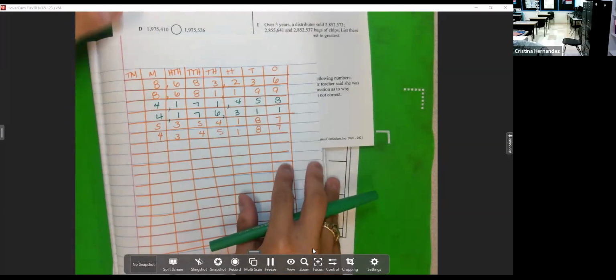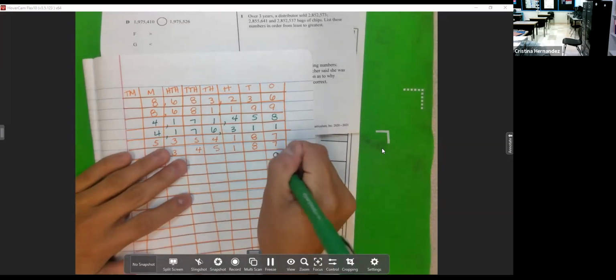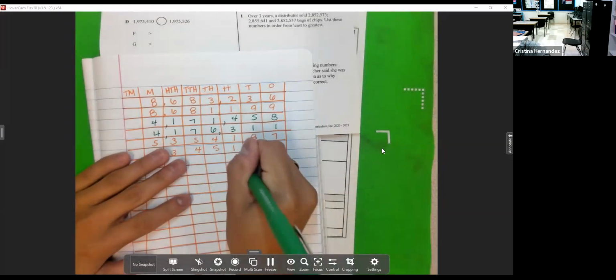Okay, we're on D. I put it over here so that I can use my place value chart. Can y'all see D up here? Yes? Okay, just making sure. So I put it up here so I could use my place value chart. I want to put them in my place value chart. Hopefully, I get in.